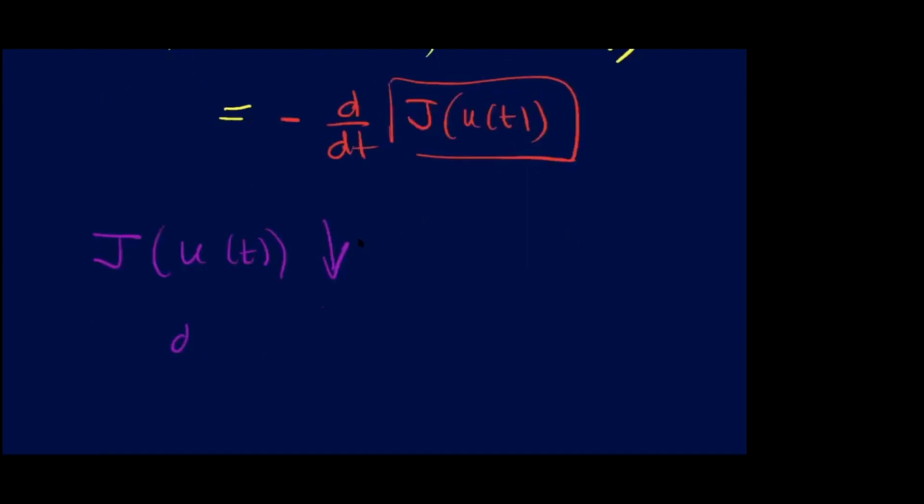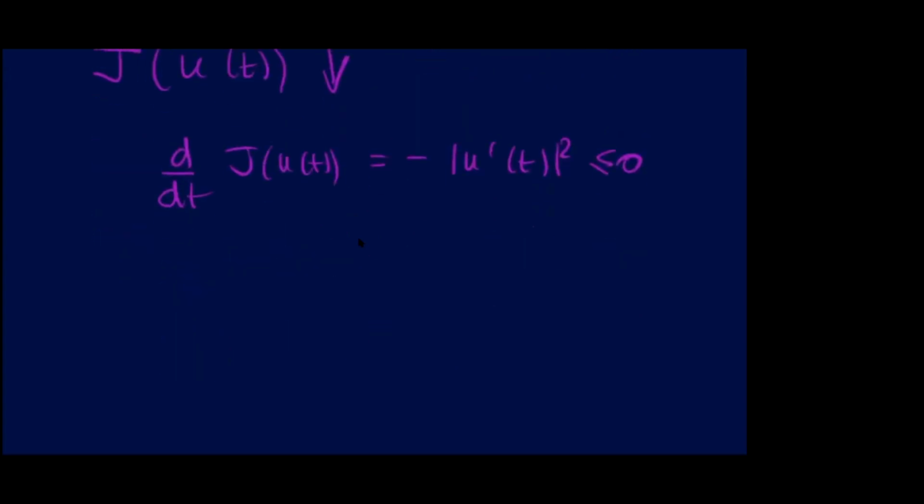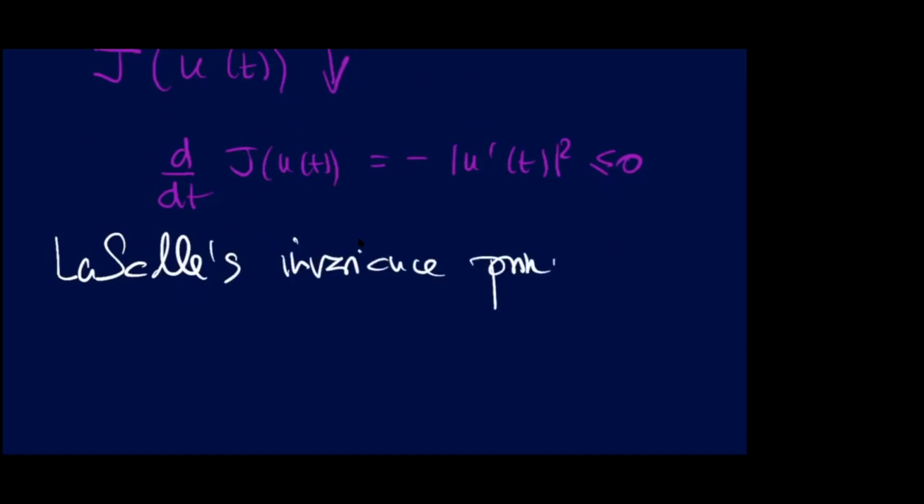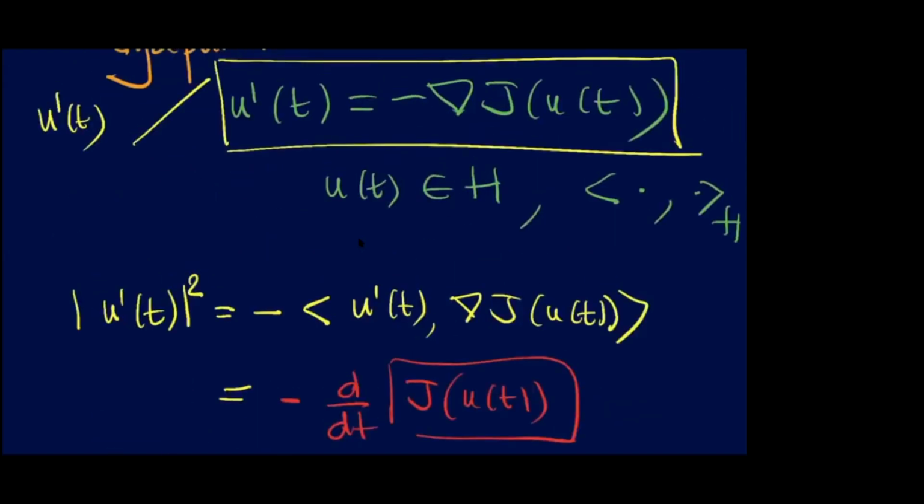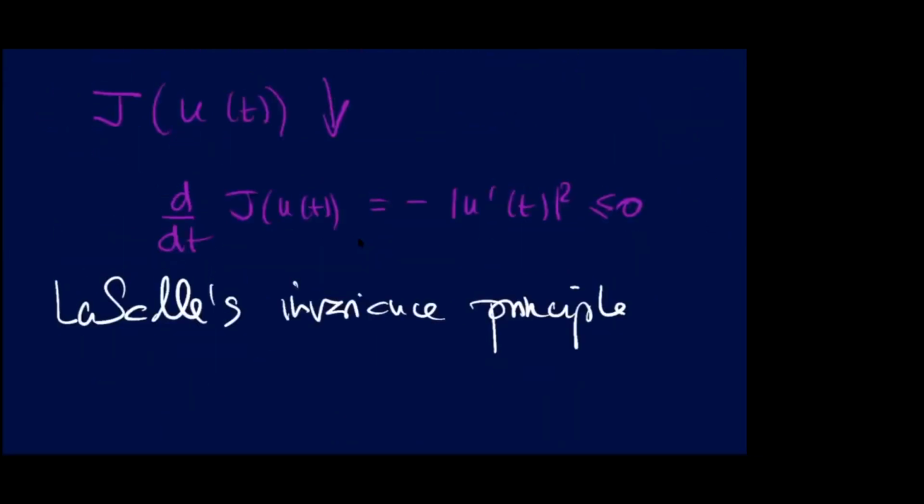Why? Because the derivative of J(u(t)) is minus |u'(t)|squared, which is non-positive, right? And this is what leads to LaSalle's invariance principle, right? That says, listen, if you are solving this dynamical system, you have for free a Lyapunov function, which is the functional J itself.